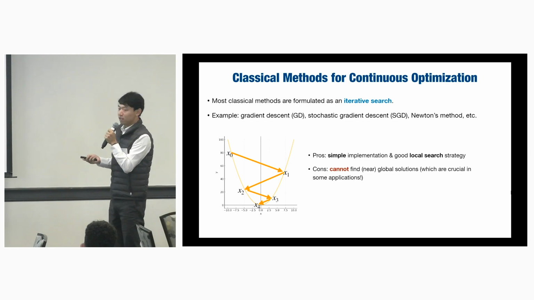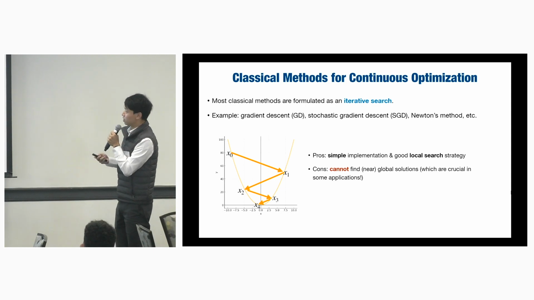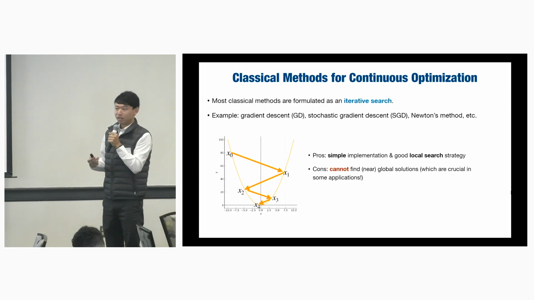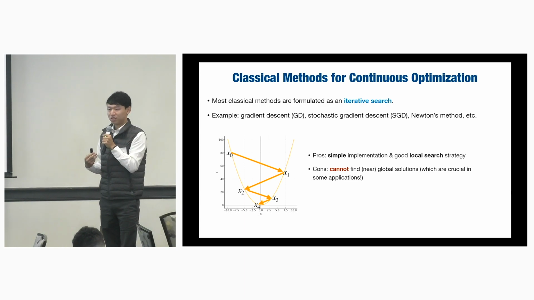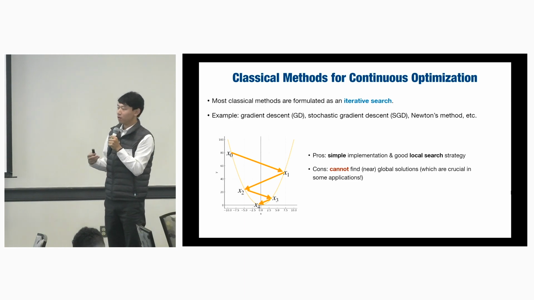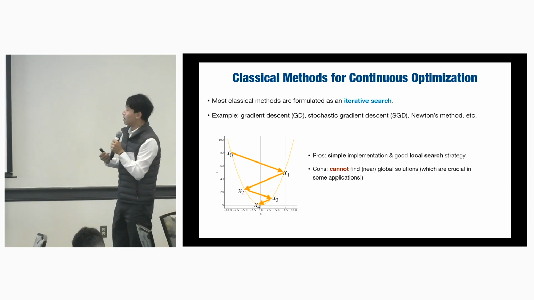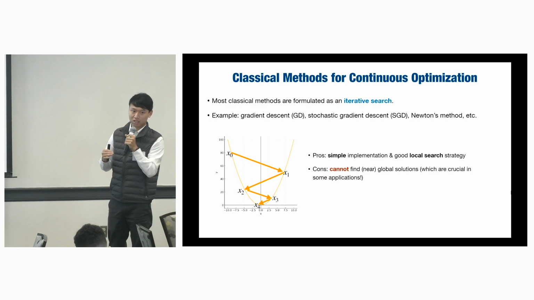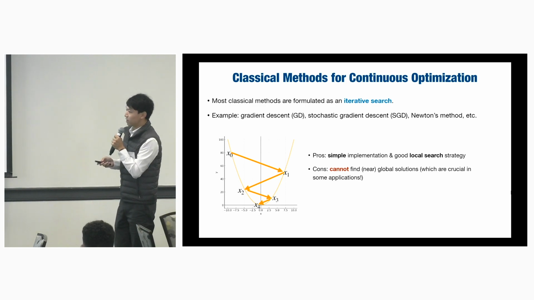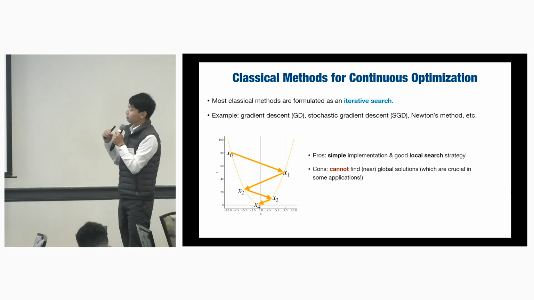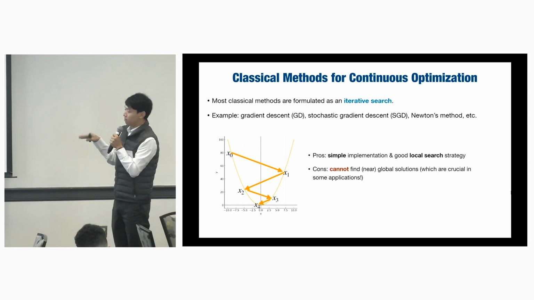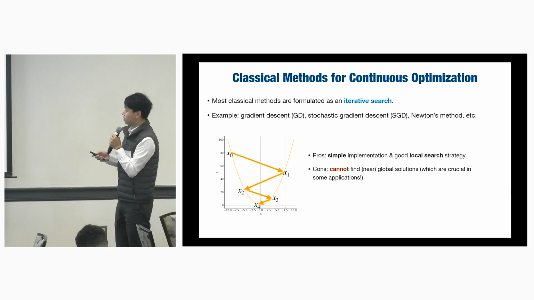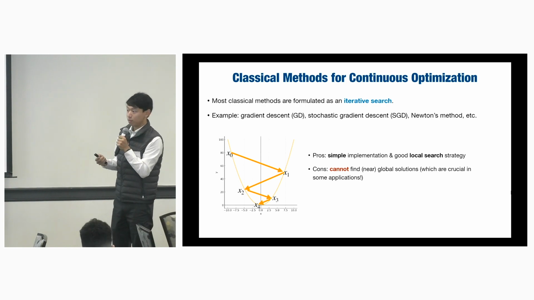So the advantage of this kind of iterative search strategy is that they usually are very simple to implement. As you may know, now we have some very powerful infrastructures like PyTorch that can be used to train very large-scale neural networks. And those are also very good local search strategies, which means you have very fast local convergence performance. But the biggest disadvantage here is that this strategy is very bad at finding global solutions to optimization problems, which are very crucial in many applications in practice.